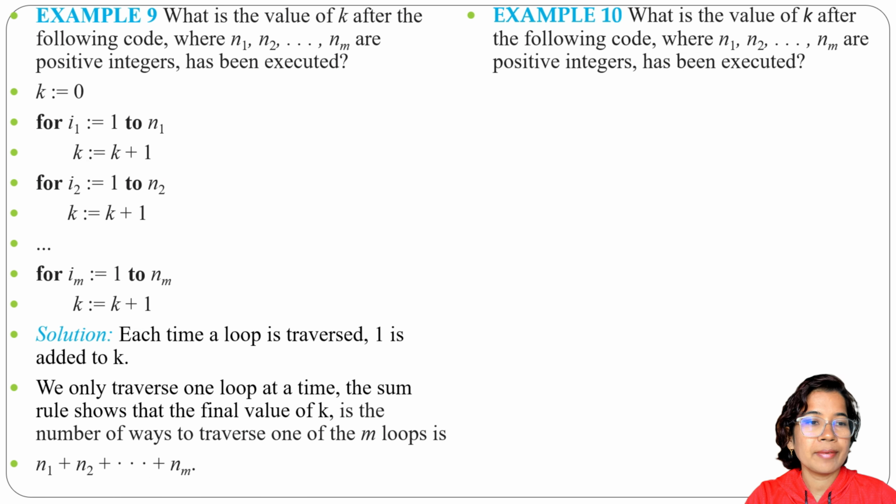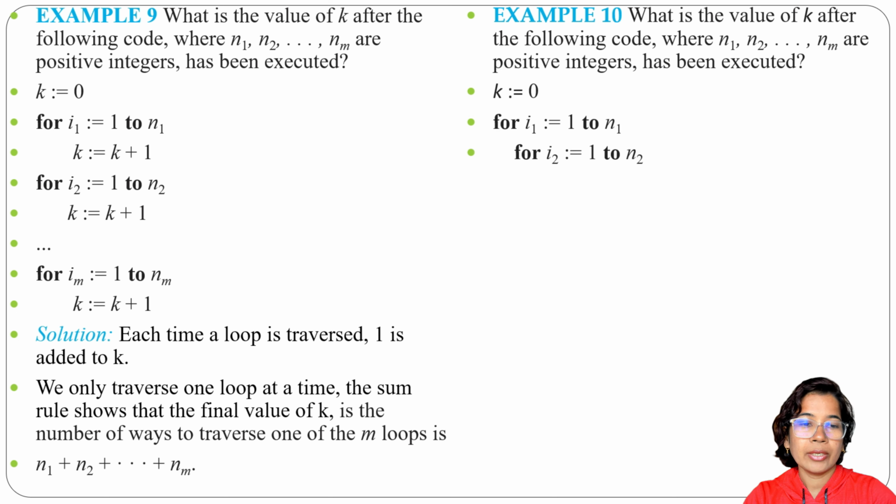Example 10. What is the value of k after the following code, where n1, n2 till nm are positive integers, has been executed? Initially k equals 0. For I1 equals 1 to n1, then for I2 equals 1 to n2. This is a nested loop. Like this, for im equals 1 to nm, k equals k plus 1.